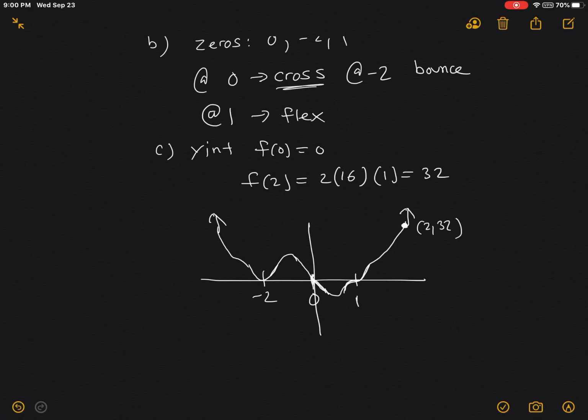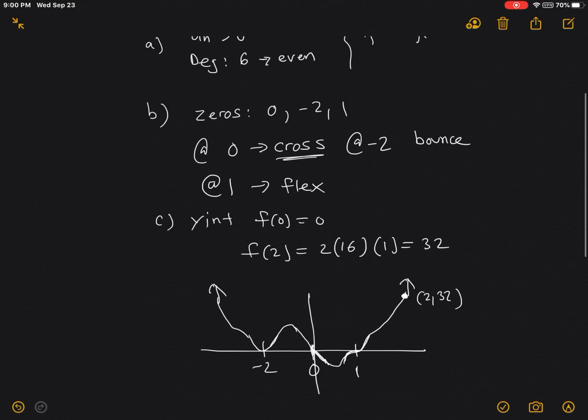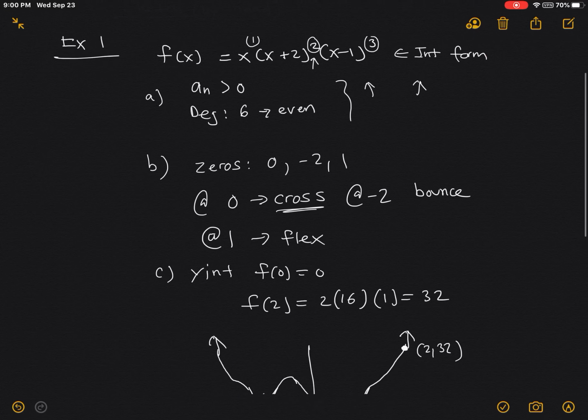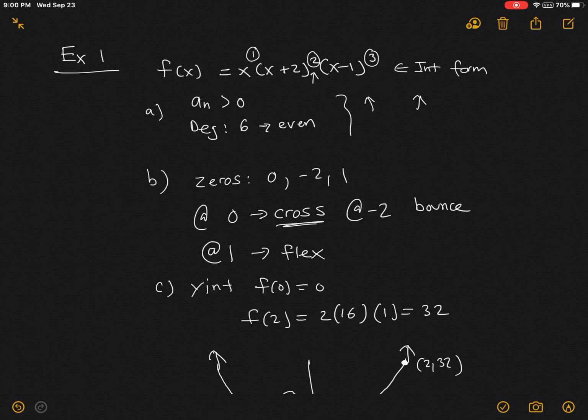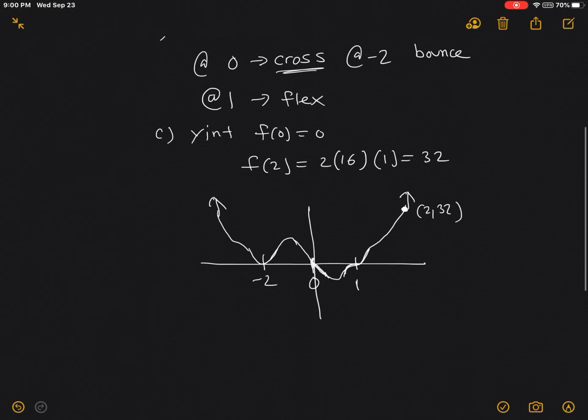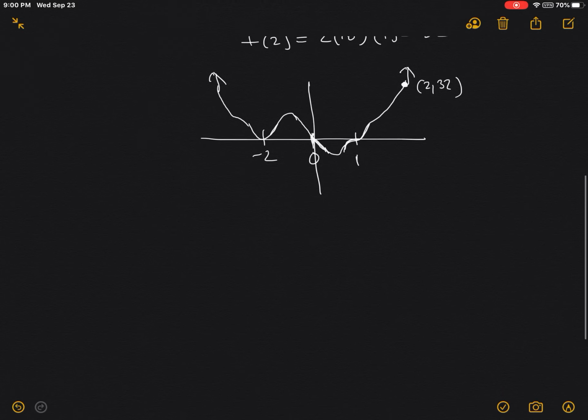And on a quiz or test, I would look at your behavior at the zeros. I want to see the analysis over here, if you're crossing, flexing, bouncing. And then I want to see you do this leading coefficient test. All right, so there's example 1.